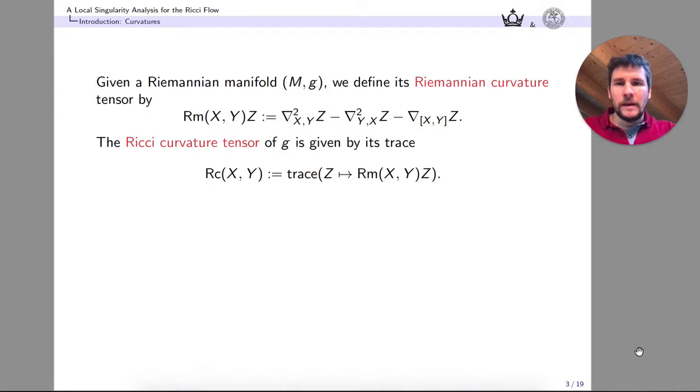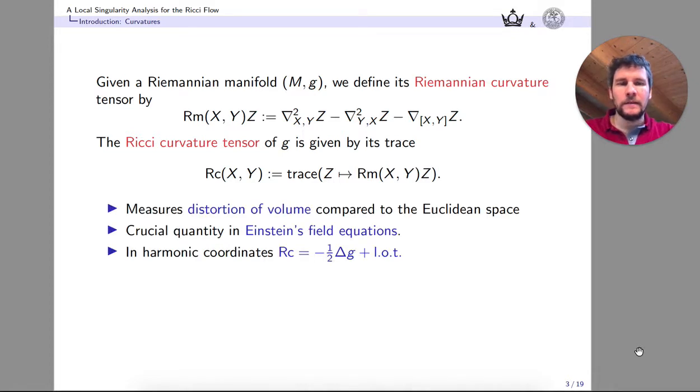So what is the Ricci curvature first of all? If you have a Riemannian manifold (M, g), where g is the Riemannian metric, then of course we have the Riemannian curvature tensor, which essentially measures the difference between taking derivatives first in direction x and then in direction y, or the other way around. And then the Ricci tensor is a trace of this Riemann curvature tensor.